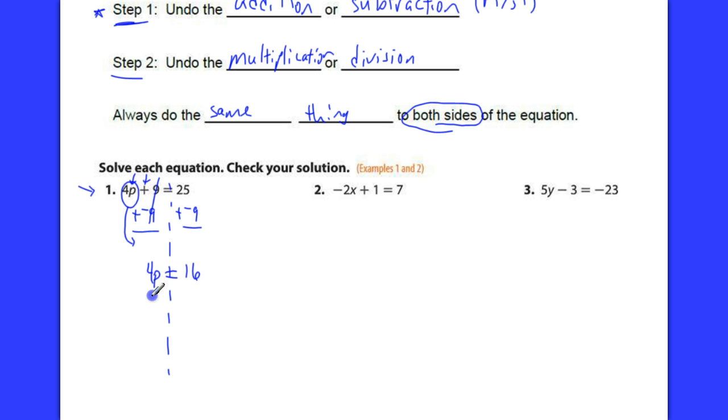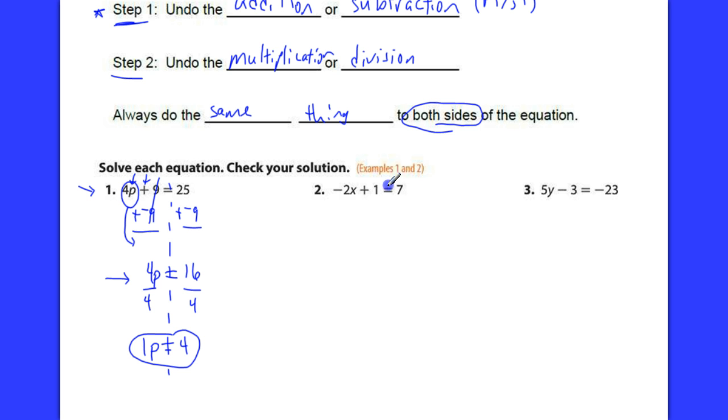And then what we're going to do is look at this line, and notice what we have. We have 4 times p. We have multiplication of the variable, so we undo that by dividing by that number, just like we did last week. 16 divided by 4, do the same thing to both sides. Don't forget that. There's your 1p right there, or you can just put p. 16 divided by 4 is 4. And guess what? That's the answer to the problem.